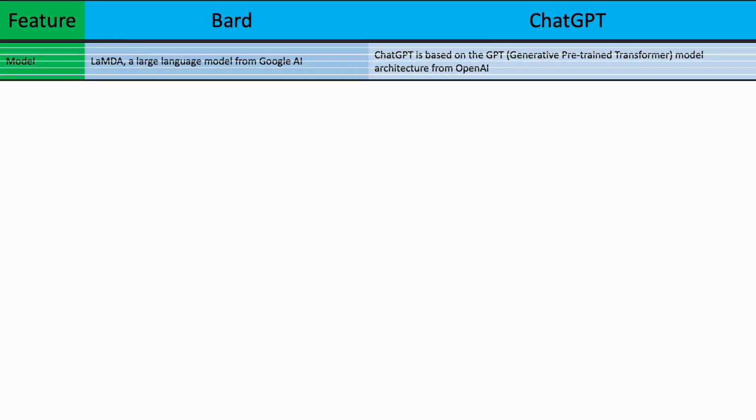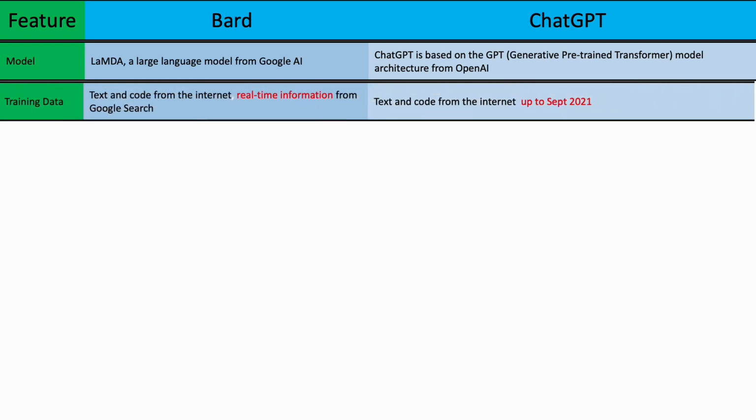The first feature is the model. Bard is based on the LaMDA model, and ChatGPT is based on the GPT, generative pre-trained transformer, model architecture from OpenAI. For the training data set, it's text and code from the internet. One thing I highlighted in red is the difference between them. Real-time information from Google search is something Bard uses, and for ChatGPT, the text and code from the internet is only up to September 2021.